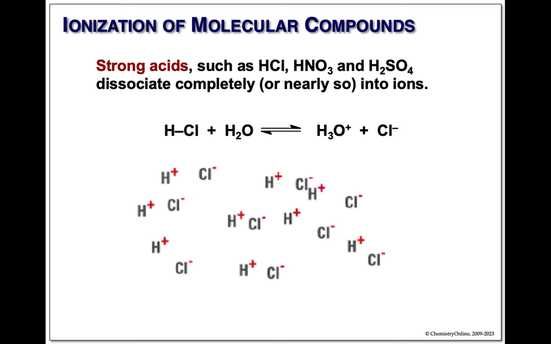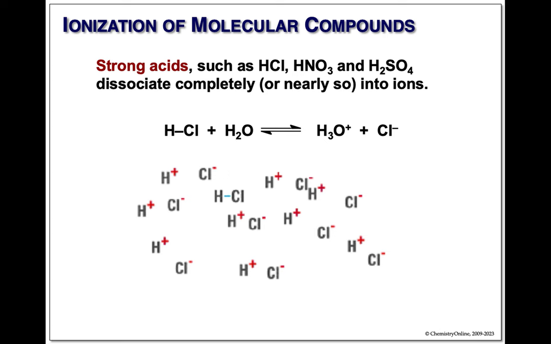Now, the back reaction here still exists, yes it does, but it is so slow relative to the ionization that we basically don't see any HCl. But to be honest, there must be some undissociated HCl somewhere because of the back reaction. The ratio is roughly a billion of these guys to one of these. Any questions?